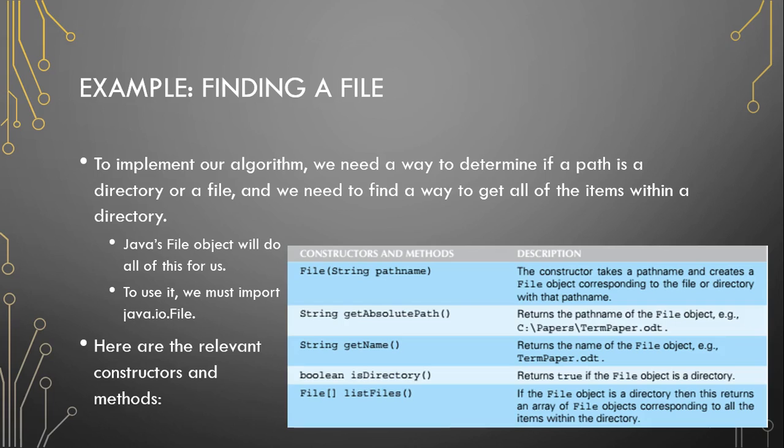The first one is simply a constructor which is going to pass the file name and create a File object with the corresponding file or directory. The getAbsolutePath is what actually gets us the path name of the file object. getName would return just the name of the object. The boolean isDirectory simply returns true if it is a directory. If it's not a directory, obviously it's going to return false. And with listFiles, if the file object is a directory, this is going to return an array of the file objects corresponding to all the items within the directory.